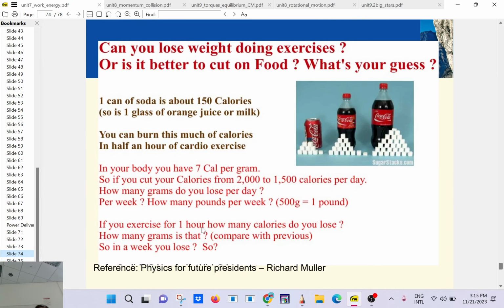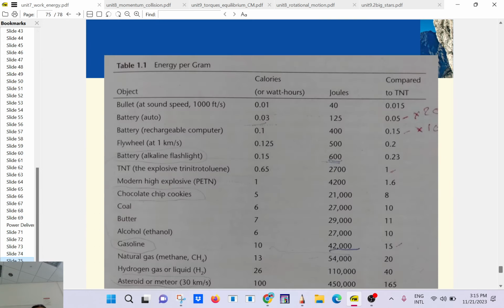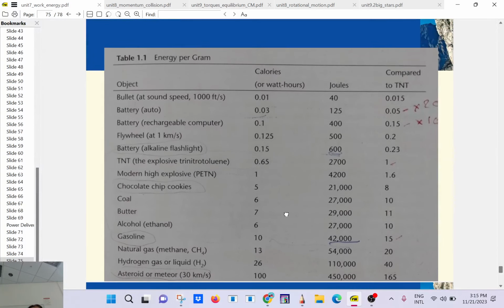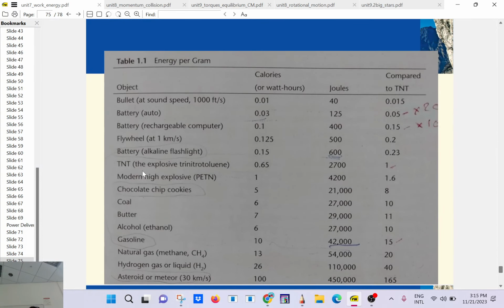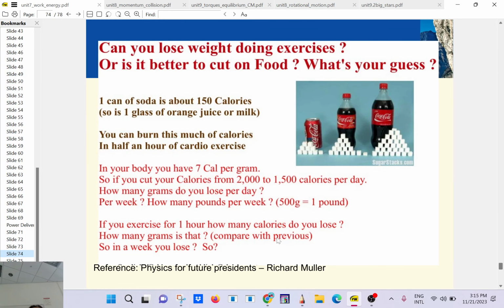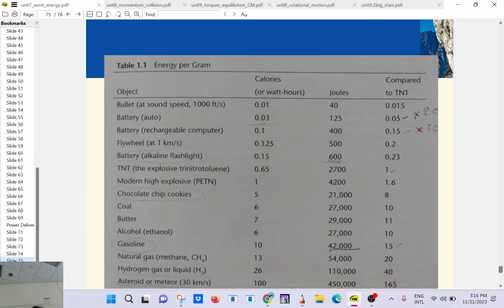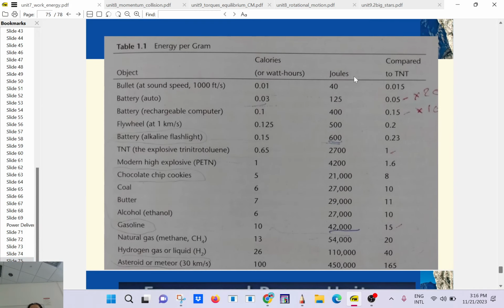Okay, so I keep that for a pop quiz. Interesting, this comes from the book. The book is very interesting if you want summer reading or winter break reading. It's called Physics for Future Presidents, or sometimes Physics Behind the Headlines, by Richard Müller. And in that book, they compare all the energy content relative to TNT.